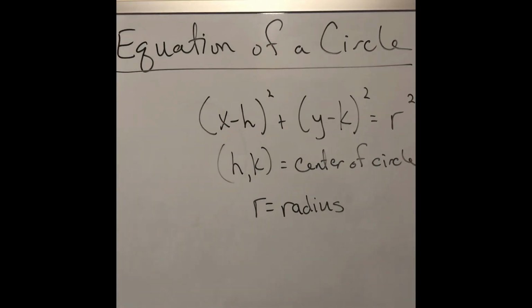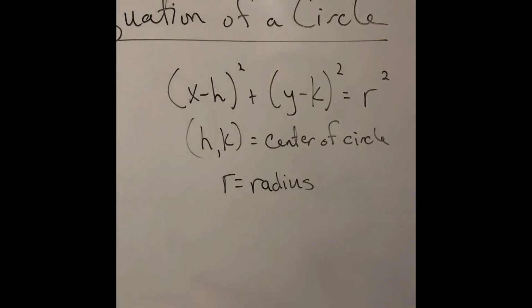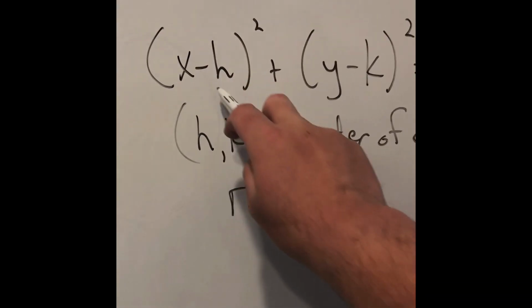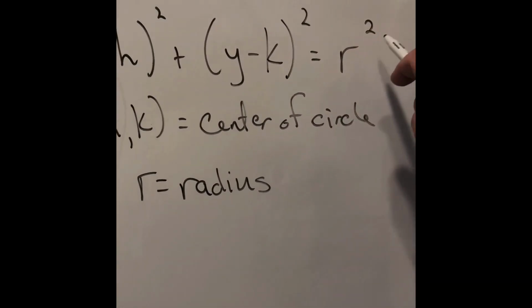All right, so what we're going to do today is the equation of a circle. Welcome back from break. So the standard equation of a circle is (x minus h) all squared plus (y minus k) all squared equals r squared.